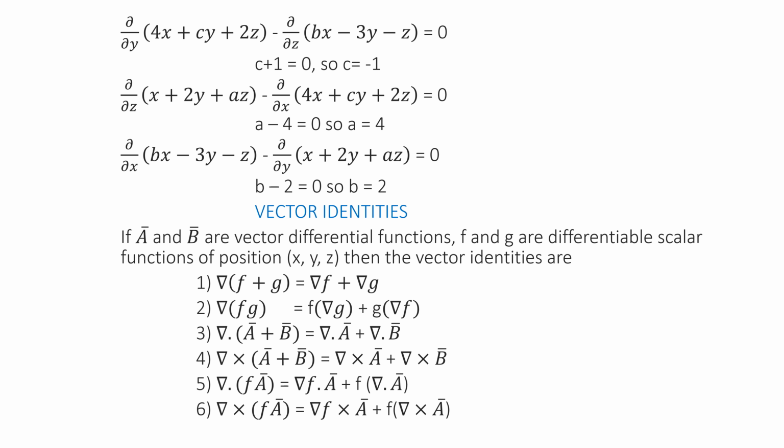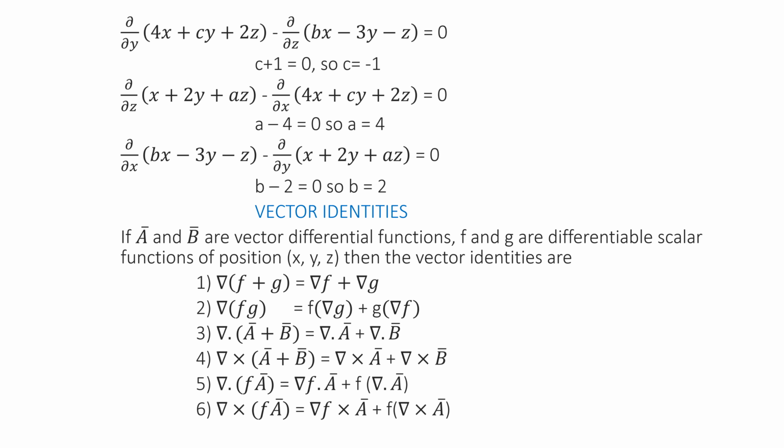Okay, so that is the way to apply divergence, gradient and curl. Okay, now look at another important concept, that is vector identities. If a bar and b bar are vector differential functions, and f and g are differentiable scalar functions of position x, y, z, then the vector identities are as follows. We have to remember these vector identities in order to use them while solving the numericals. Okay, but these are the vector identities you have to remember.